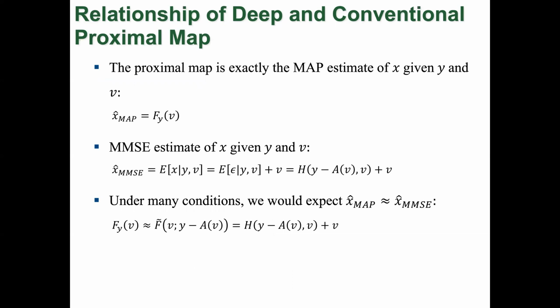So how are conventional proximal map and deep proximal map related? The conventional proximal map is exactly the MAP estimate of X given Y and V. According to the way we generate deep proximal map training data in the previous slide, we can see that deep proximal map generates the minimum mean square error estimate of X given Y and V. Under many conditions, we would expect MAP estimation and minimum mean square error estimation to be approximately the same. Therefore, under reasonable conditions, we would expect that deep proximal map would be a good approximation of conventional proximal map.